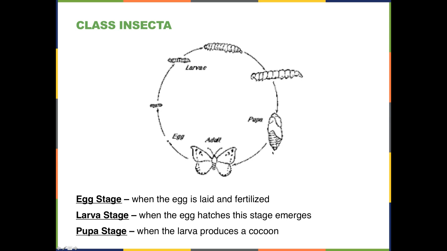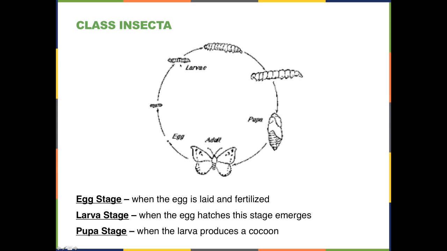Now the interesting part about insects is the fact that they go through a process of metamorphosis. Their reproduction has 3 stages. This starts with the egg, which is right here. This is what is fertilized and then laid by the insect. When the egg hatches, out comes the larval stage.